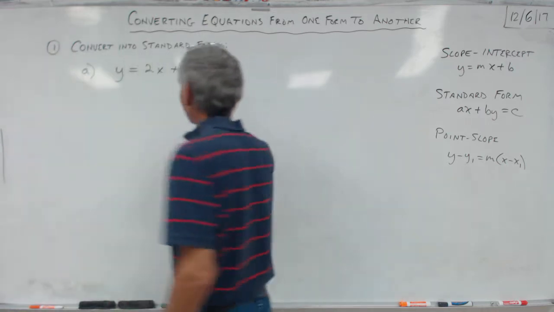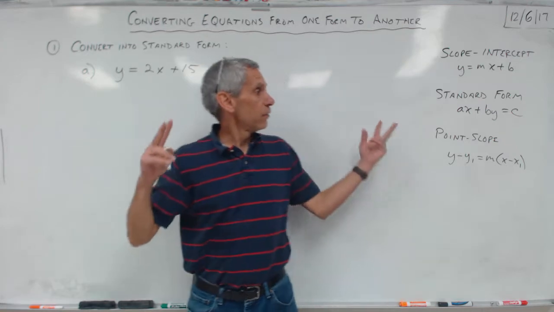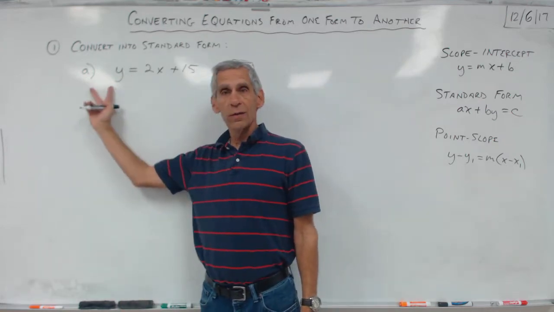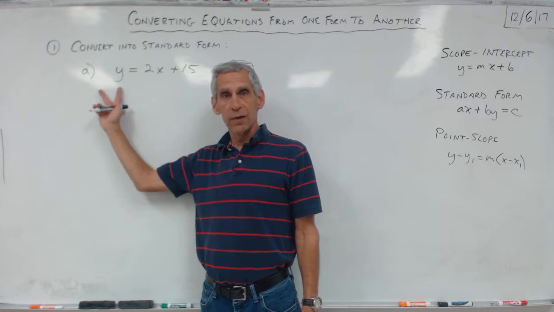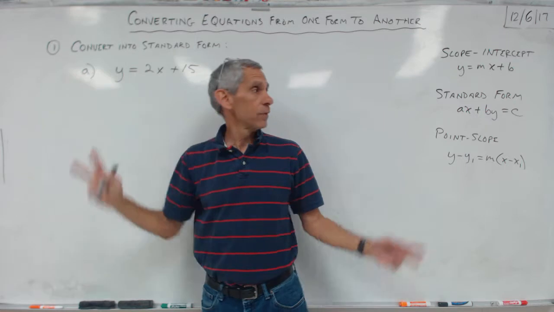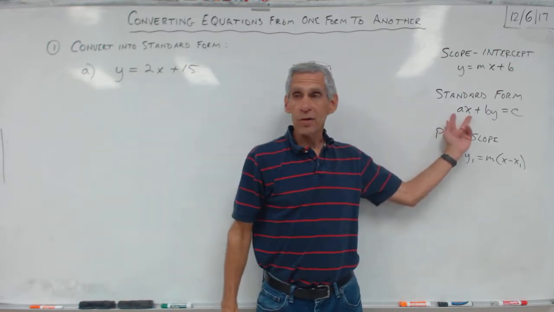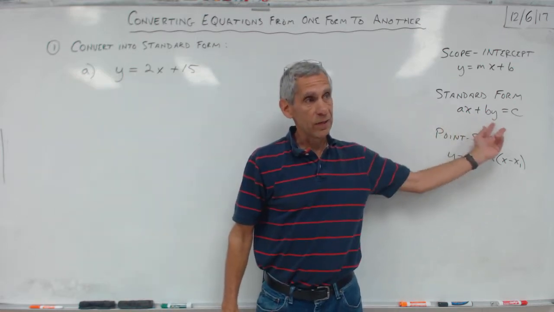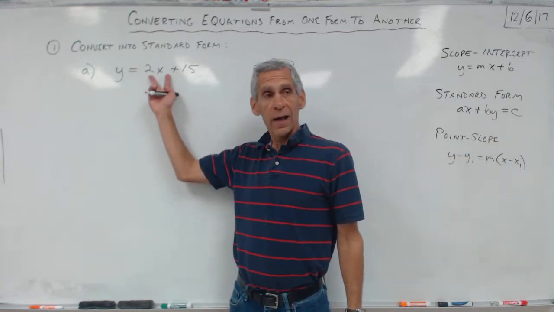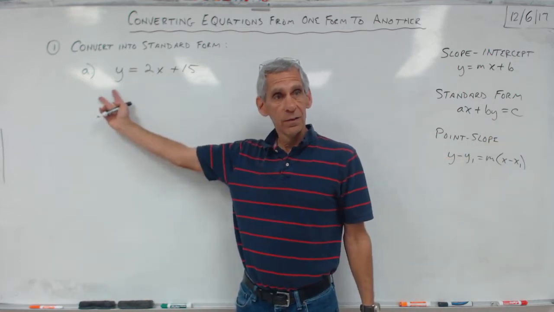All right, I want this to be standard form, but notice slope-intercept form is y equals. The only variable on the left side is y, right? Standard form has your x and your y on the left side of the equal sign, right? So I've got to move this x to the other side.